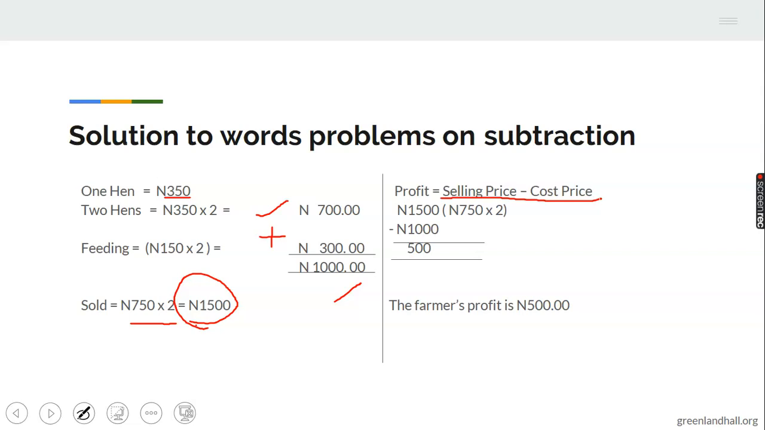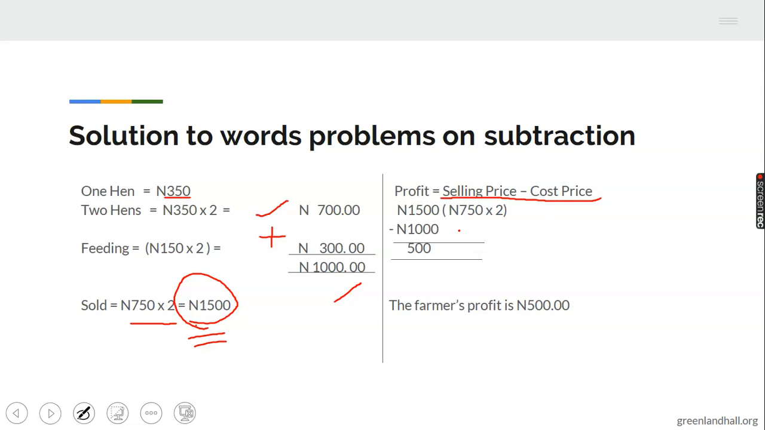So what do we have here? He sold them for 1,500 naira, like we have here, the 2 of them, 750 times 2. And then he spent 1,000 naira on them. That is 700 naira to purchase and 300 naira to feed. So we take away 1,000 naira from 1,500 naira. And what does that give us? 0 take away 0, that's 0. 0 take away 0, that's 0. Then 5 take away 0, that's 5. And 1 take away 1 is 0.